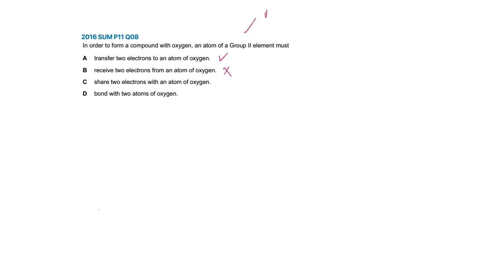So group 2, right? Metals, and oxygen is a non-metal. So the type of bonding they'll have is ionic, where the metal will form a positive charge and bond with oxygen, which has a 2- charge. Group 2 will form a 2+ charge, and they'll just share electrons. Oh, not share, donate, the metal will donate electrons. So transfer 2 electrons, we're pretty confident at this point. Share 2 electrons with an atom of oxygen, not share. Bond with 2 atoms of oxygen, nope. Right? A is the answer.